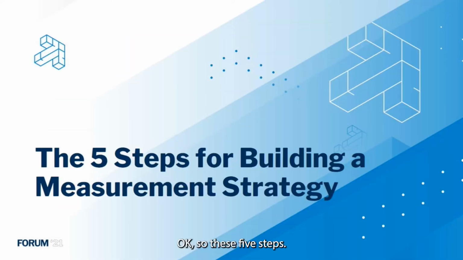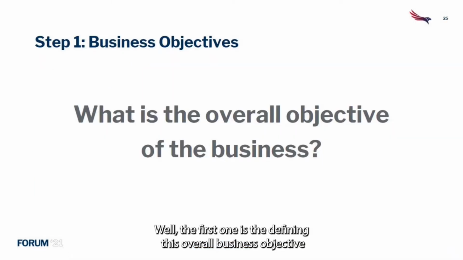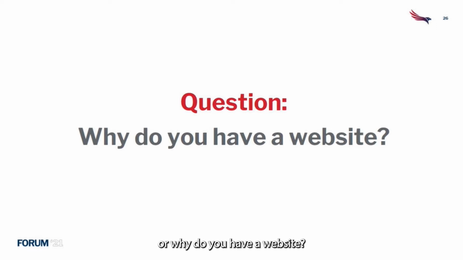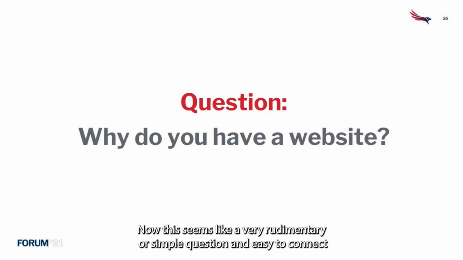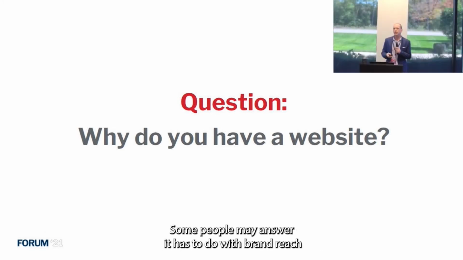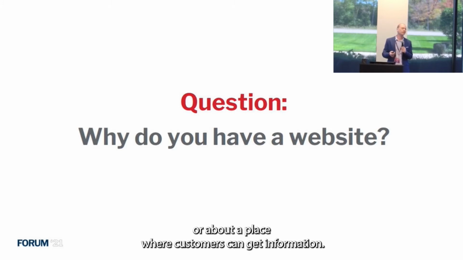Sweet. Okay, so these 5 steps, what are they? Well, the first one is defining this overall business objective, or why do you have a website? Now, this seems like a very rudimentary or simple question and easy to connect for a lot of people, but not everybody has a very clear or direct answer to this. Some people may answer it has to do with brand reach or about a place where customers can get information.